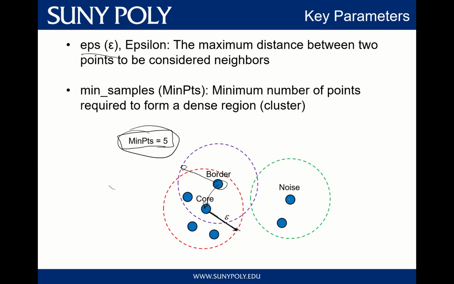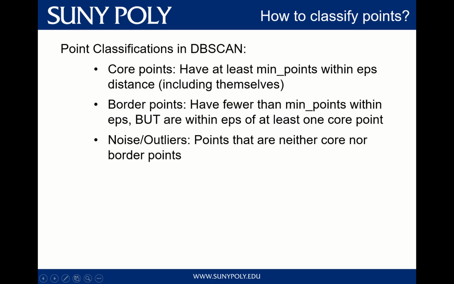Now let's see the third category of points that we will have, this one. If you create the EPS region here and evaluate how many points you have, there are only 2 points, including the point that you're evaluating. Just 2 points, so it's less than 5. And in addition, here we don't have core points. Then this is considered noise. It's like an outlier, an anomaly, because it's in a low density region. So that's how it works. So we will classify 3 types of points.